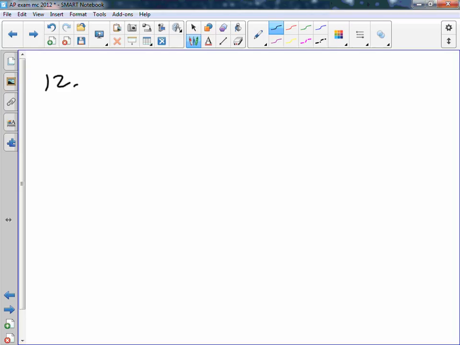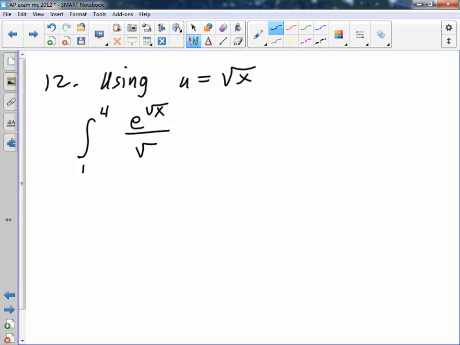All right, number 12. Oh, hey, this is a good problem. And this one is neat because normally when we do u substitution, we don't change our limits of integration because most of the problems in high school calculus aren't that tough. You can just substitute back in. This time, they changed their limits of integration and gave the answer in that form. And I think that's what threw a lot of you. Using u equals square root of x, the function was the integral from 1 to 4 of e to the square root of x over square root of x dx.